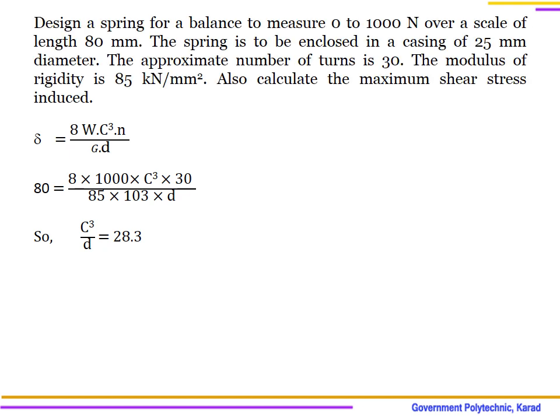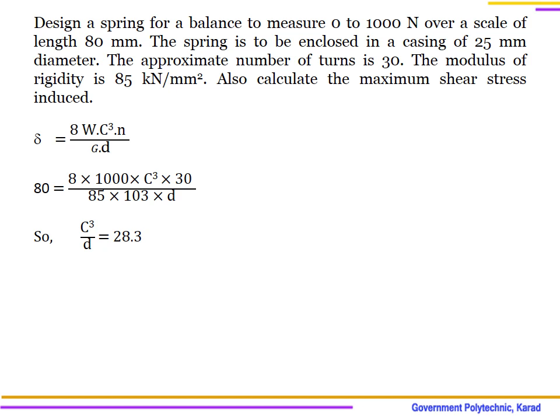Now we will be having one more problem. We are supposed to design a spring for a spring balance. We know that a spring is used to measure force, and a spring balance is going to measure the weight. So the range is 0 to 1000 Newton over a scale length of 80 millimeter. It shows that the scale length is 80 millimeter.